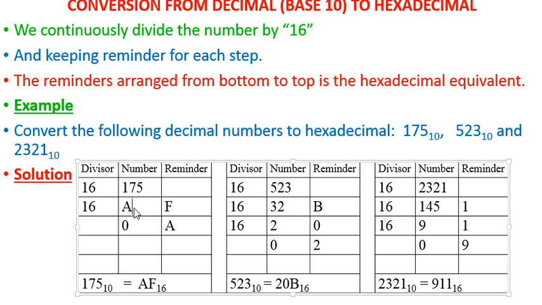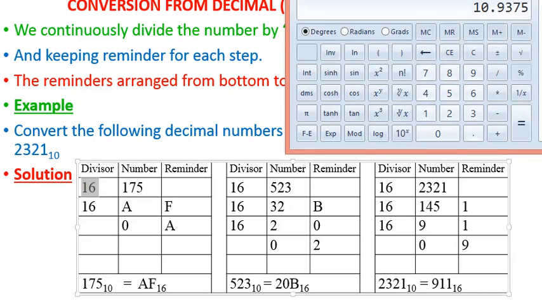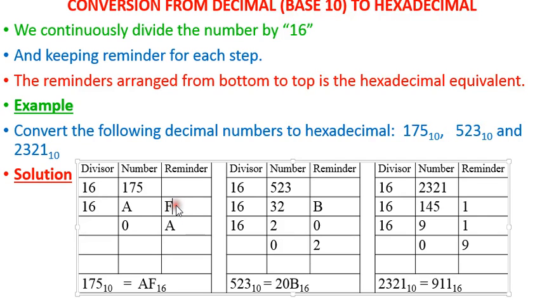Now, in order to know the remainder, all I need to do is to say this 10 times 16. If you say 10 times 16, it will give you 160. So it means my remainder is 175 minus 160, which will give us exactly 15. So the remainder is 15. You can see here I put F because F is equivalent to 15.